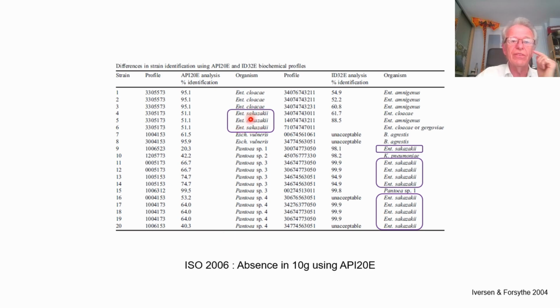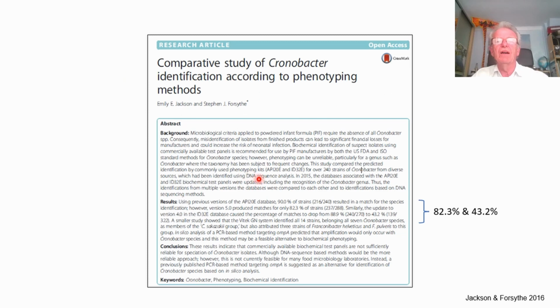We have 3 strains of Enterobacter sakazakii, as it was known in those days, now known as Cronobacter, not known as Enterobacter sakazakii, over here with ID32E. Here we have Pantoea, here we have Enterobacter sakazakii, here we have Enterobacter sakazakii, here we have Pantoea. So 2 different kits giving 2 different answers. We followed that up with a later study of a greater number of strains, and with the API 20E we got 82% accuracy and ID32 was 43%. So please be careful using phenotyping.